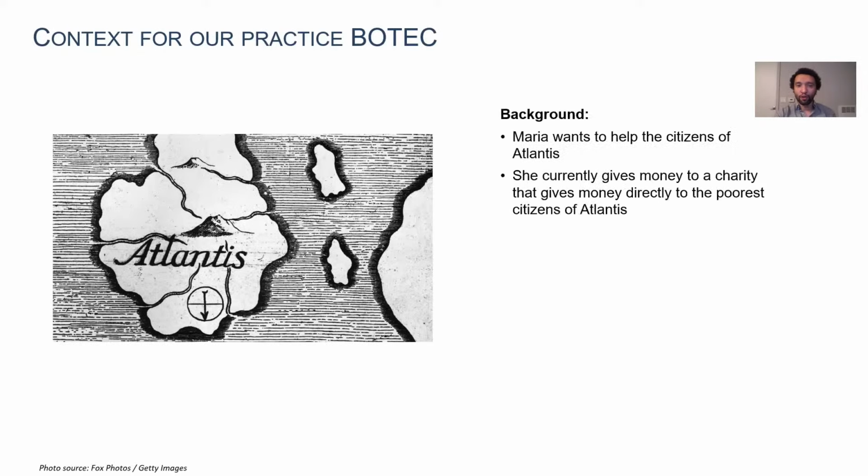Now, for background, you're advising a high net worth individual we'll call Maria. Maria has committed to donating money to help the citizens of Atlantis, who have some of the lowest incomes in the world. Maria currently focuses on giving her money to a charity that redistributes donations to the poorest citizens of Atlantis in rural areas via direct cash transfers.